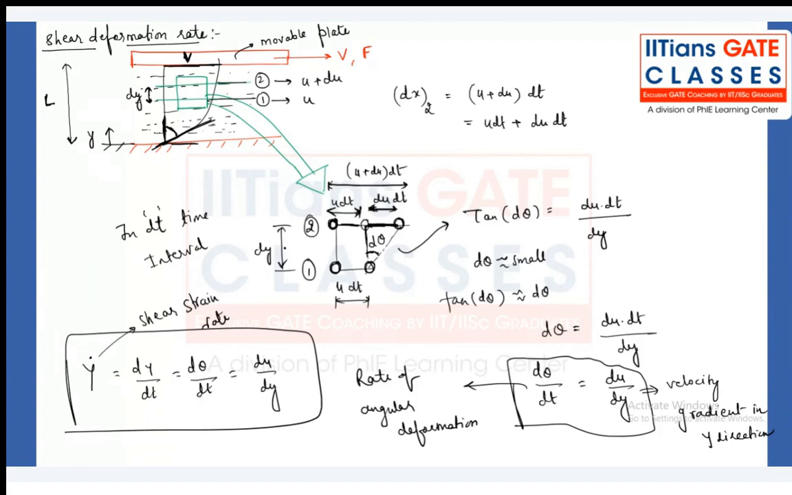Earlier we called d theta the deformation. But if I write d theta by dt, we can call it the deformation rate, or rate of angular deformation. Now you can see very clearly that the rate of angular deformation is directly equal to the velocity gradient in the y direction. Are you getting my point or not?